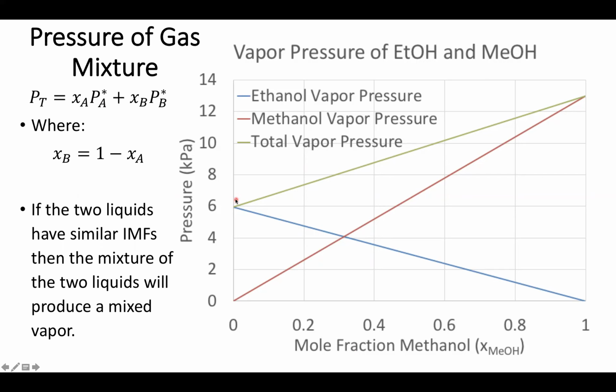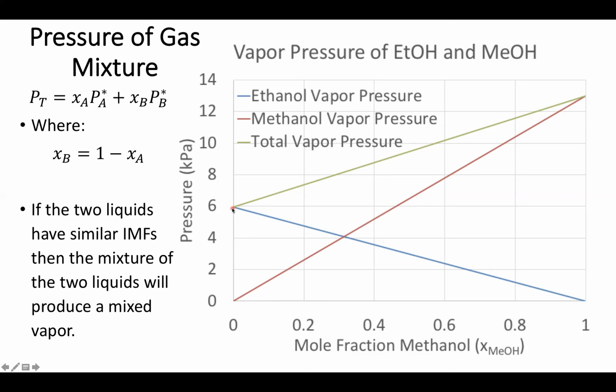So as I start adding in more methanol, the ethanol vapor pressure will decrease as I have less ethanol to evaporate, until eventually it has a vapor pressure of 0 because I have no ethanol and it's entirely methanol. On the converse side, as I add more methanol, we're going to see more and more of the methanol evaporating until once I've got pure methanol, mole fraction of 1, we end up with the total vapor pressure being the same as the methanol vapor pressure.